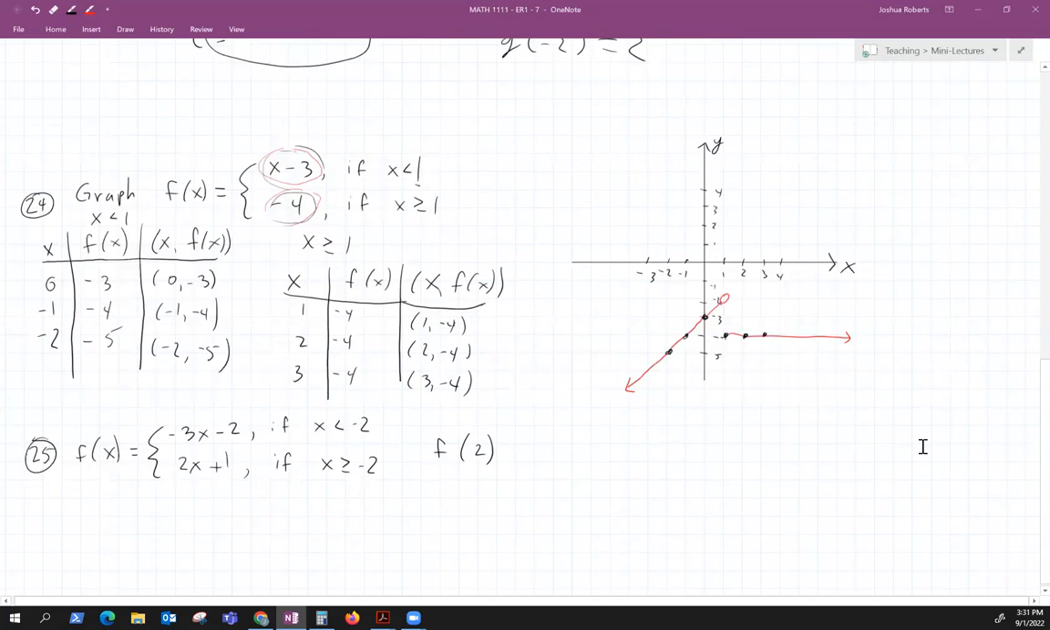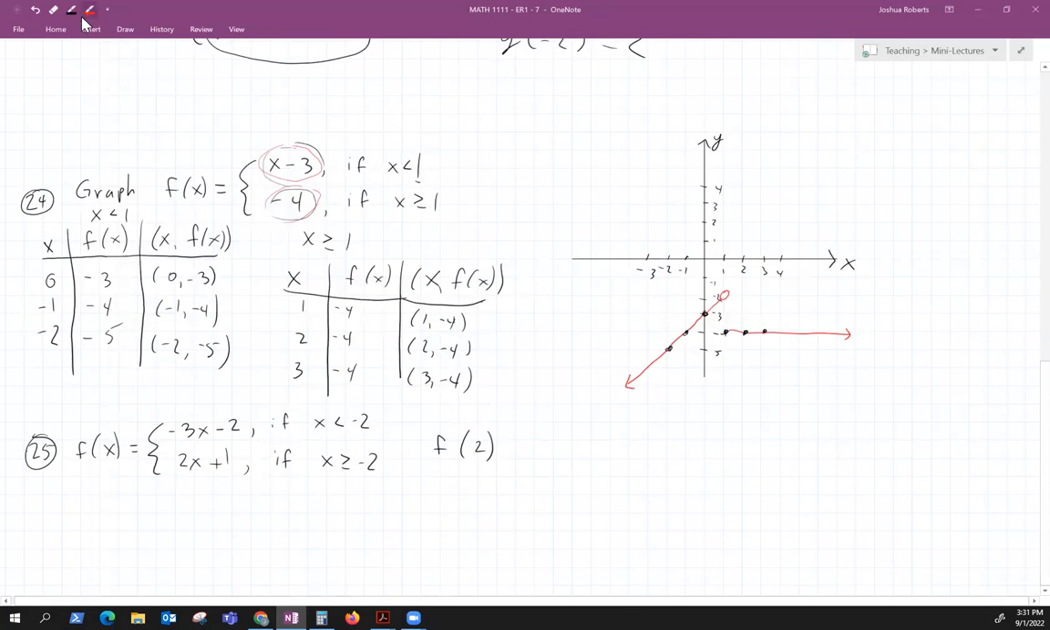And the last question is another one about evaluating these piecewise defined functions. So I want to find f of 2. That's going to be in this part of the definition. So f of 2 is going to be 2 times 2 plus 1, which is just going to be equal to 5. All right, I hope that's helpful.